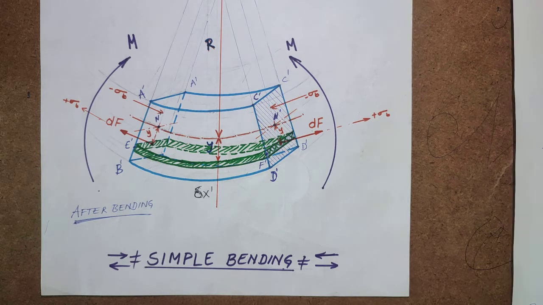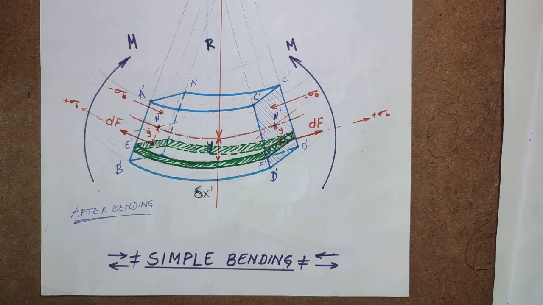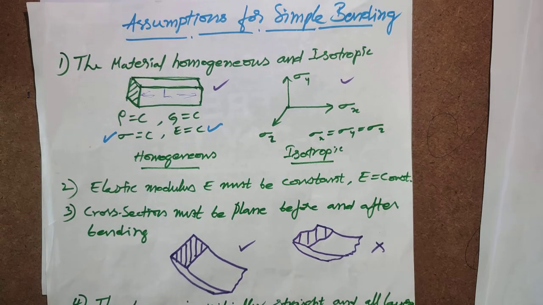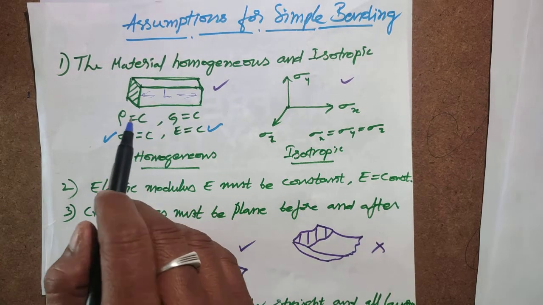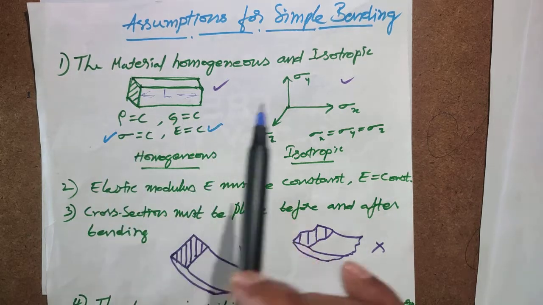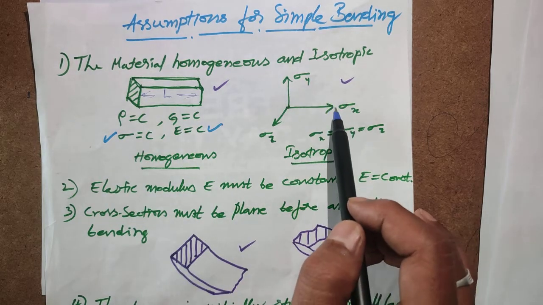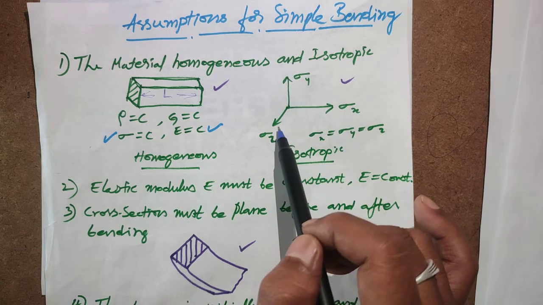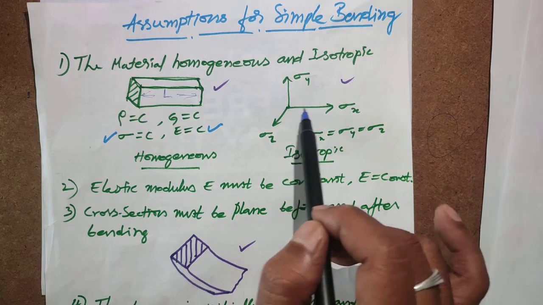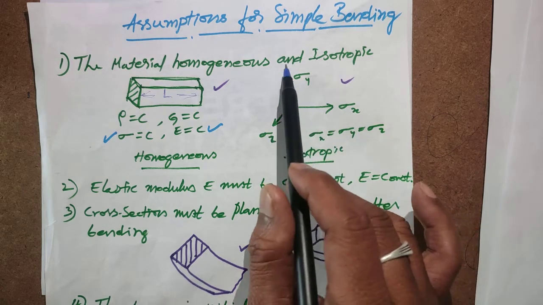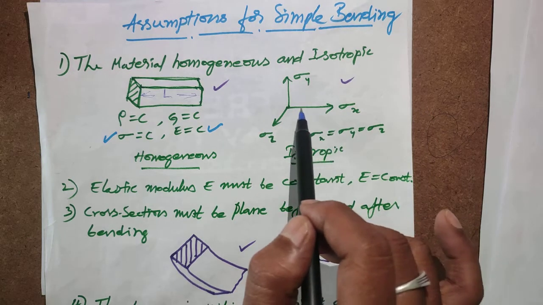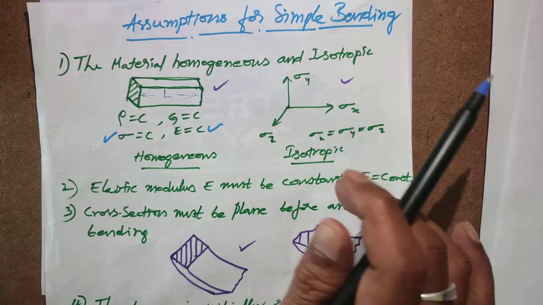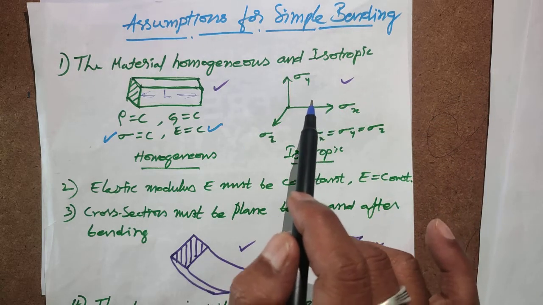Before solving this derivation, I have to take some assumptions. One is the material is homogeneous and isotropic. The material properties remain constant along the beam, and isotropic property means if you apply the force in this direction, the same force is applied in this direction. The beam elongation in any direction is the same. That means the stresses in all directions are the same if you apply the same force in all directions.